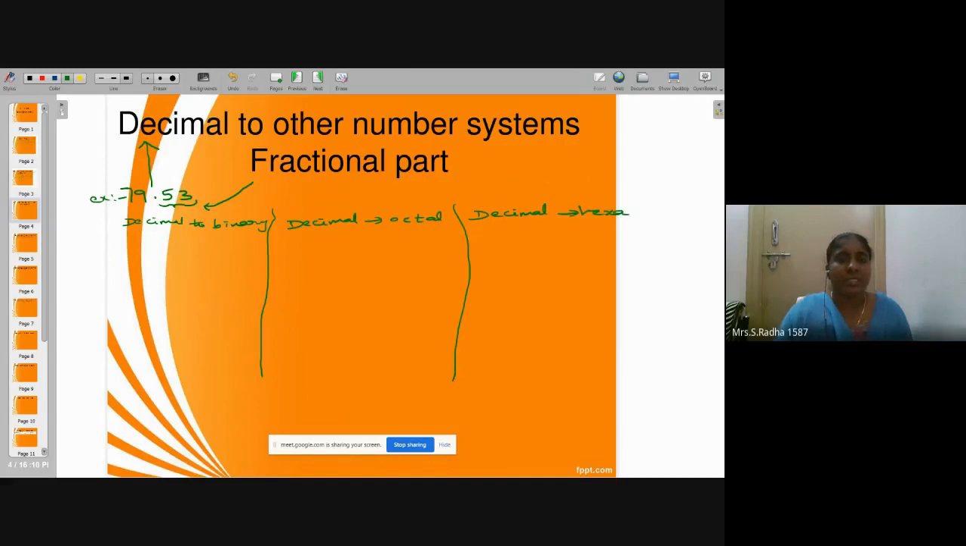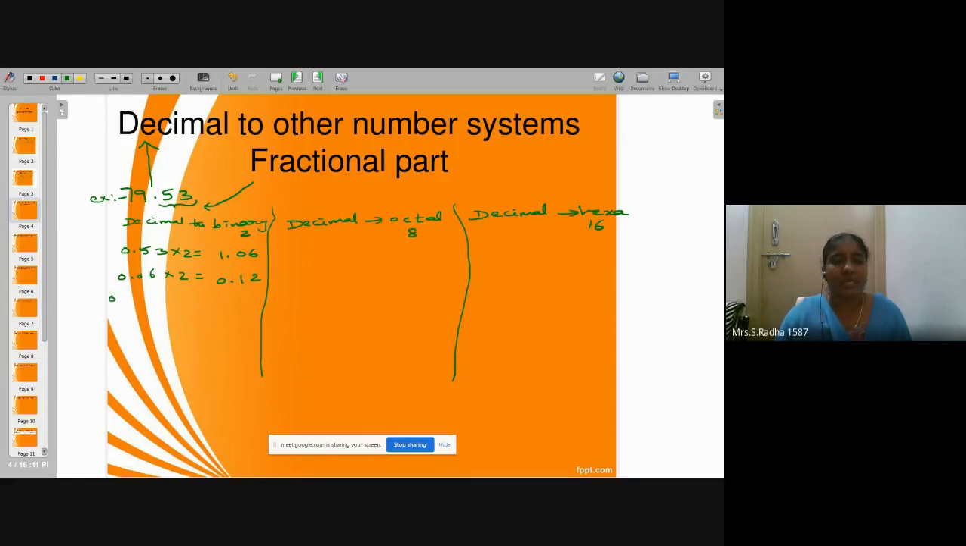So you have to take the fractional part and repeatedly multiply with 2, because the binary radix is 2, octal radix is 8, and hexadecimal radix is 16. If you multiply with 2, what will happen here? 1.06, so 1 and remainder. Again, take only the fractional part, 0.06, into 2. It becomes 0.12, with integer 0.